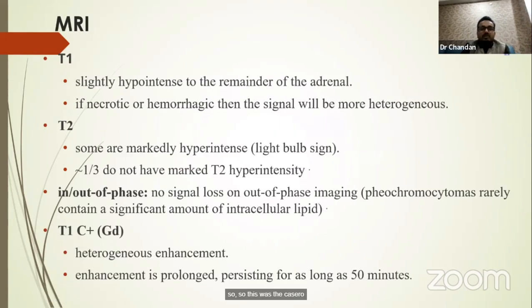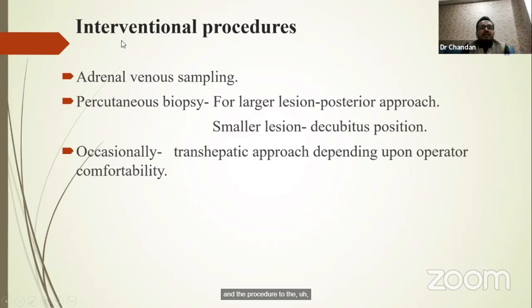So this was the case of pheochromocytoma. The interventional procedures relating to the adrenal gland include adrenal venous sampling and percutaneous biopsy. These are the two most frequently encountered interventional procedures. For percutaneous biopsy of a larger lesion, the posterior approach is good. For a smaller lesion, we have to use the decubitus position to avoid the pleura, and occasionally a transhepatic approach can also be done depending upon operator comfort, and it is also safe. With the transhepatic approach, there is a chance of bleeding, as with other interventional procedures.